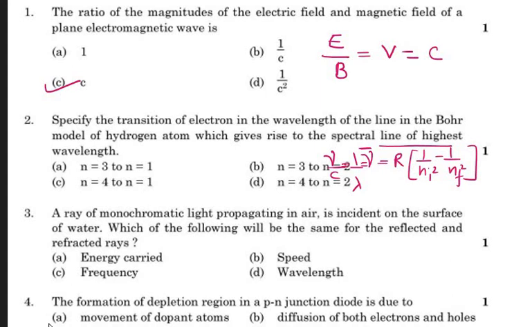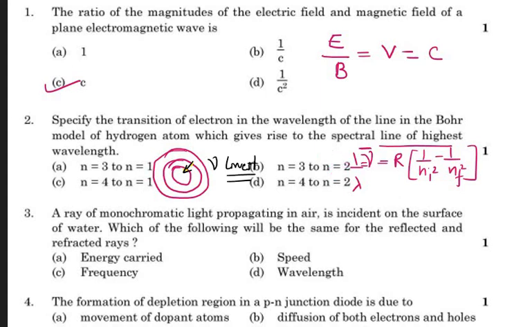So they are asking for the highest wavelength. When it is the highest wavelength, you know that the frequency will be the lowest. When you consider any transition from one orbit to the other orbit, there is an energy difference between each orbit. If the orbits are closer to each other, then the frequency will be lower. So if the orbits are closer to each other, the frequency will be lowest and the lambda will be the highest. So we can check the options over here.